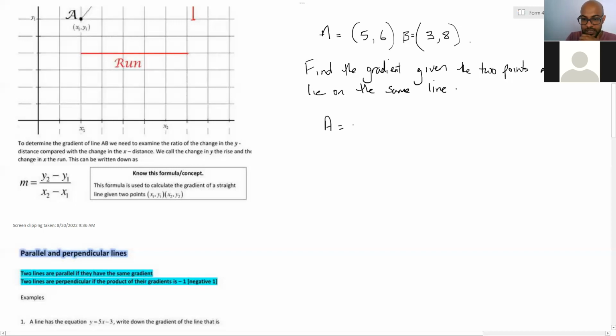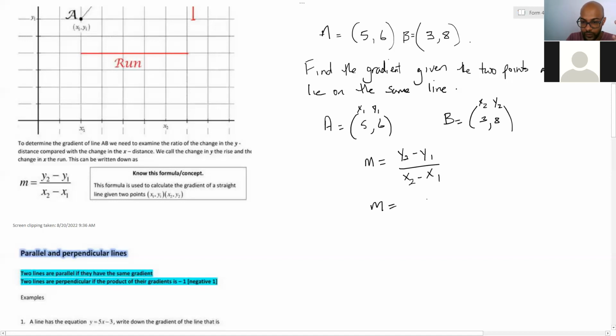So each point, we want to take each point and set it to x1, y1, and x2, y2. Any point, it doesn't matter. So I'm going to label this one x1, this one y1. You have to be consistent in your labeling. So the ones together, the twos together. And then simply put your formula: m is equal to y2 minus y1 over x2 minus x1. Y2 is going to be 8, as you can see here. Y1 is going to be 6. X2 is going to be 3, and x1 is going to be -5.